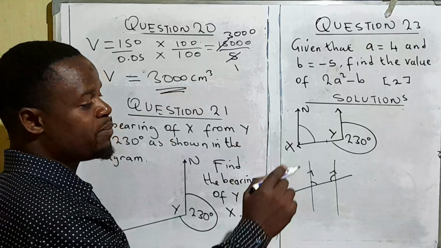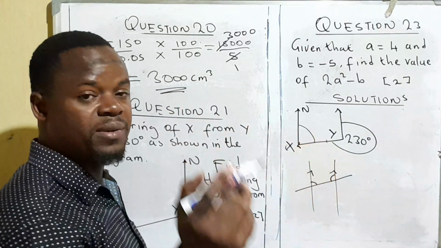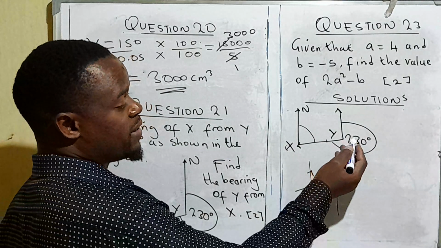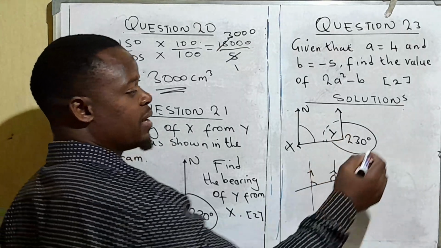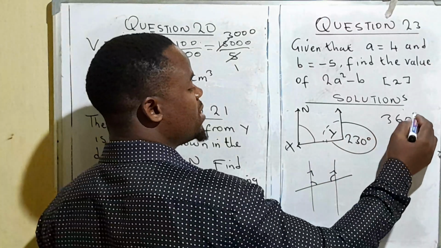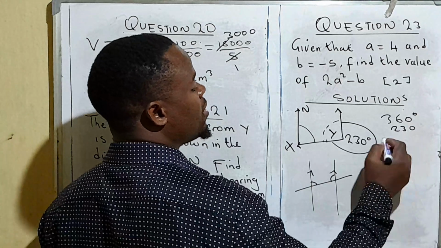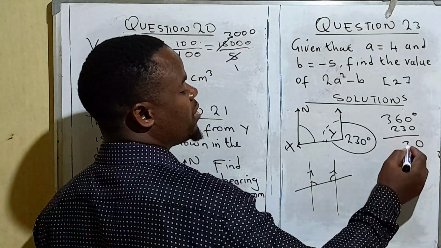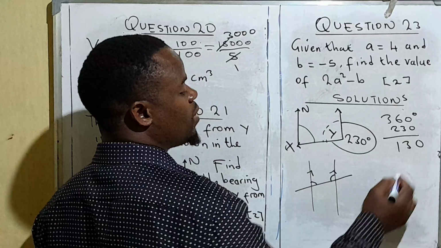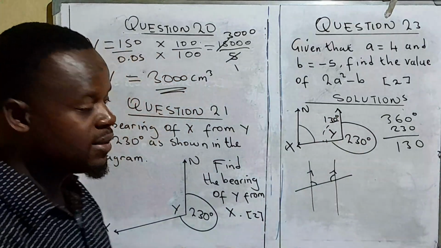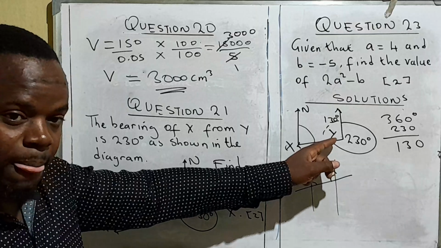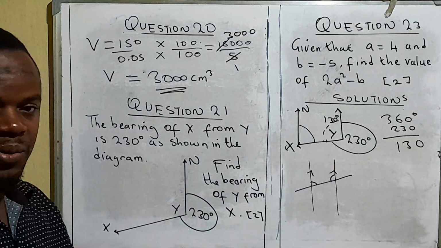Now, angles at a point add up to 360, right? So if this is 230, what then is this angle on the inside? We'll say 360 degrees minus 230. 6 minus 3, 3. 3 minus 2, 130. This angle is 130 degrees. Angle Y. That's 130 degrees.